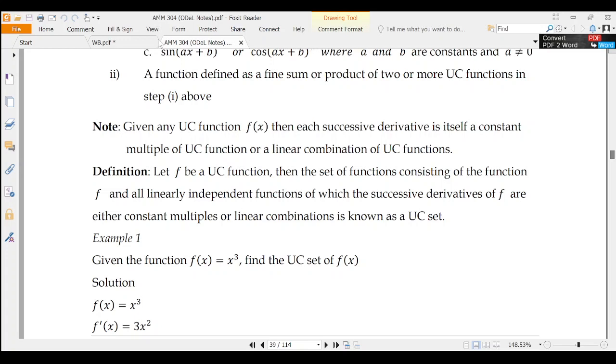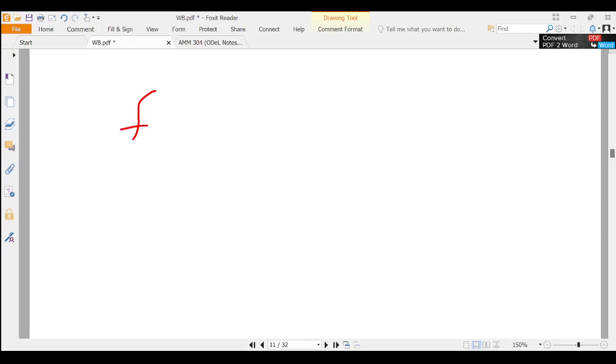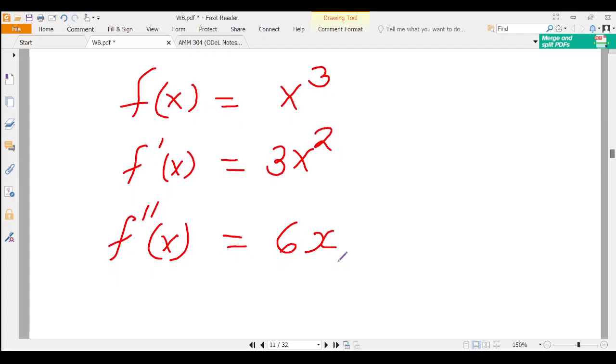You are given a function such as f of x equals x raised to power 3. Then you differentiate this, you get 3x squared. You differentiate again, you get 6x, and you differentiate the third time, f triple prime of x, we get 6, which we can write as 6 times 1.